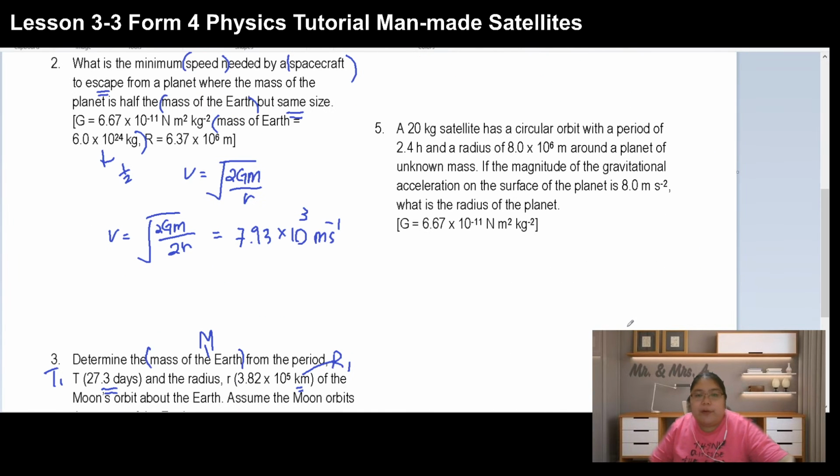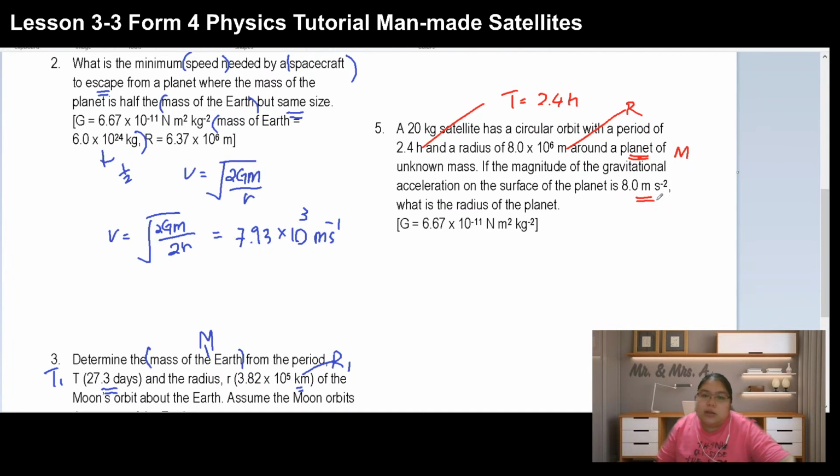Then we go to number 5. A 20 kilogram satellite has a circular orbit with a period of 2.4 hours. This H stands for hours, so we know the time now is 2.4 hours. The radius is around a planet of unknown mass. This planet, we don't know the mass. Then we know the radius, this one is R. If the magnitude of the gravitational acceleration at the surface of the planet is 8, what is the radius of the planet?